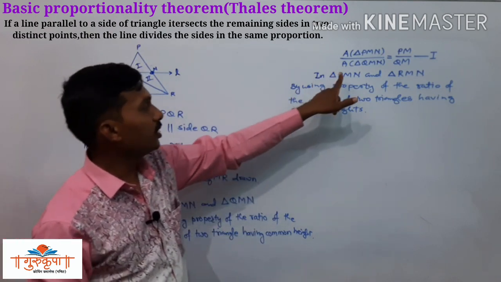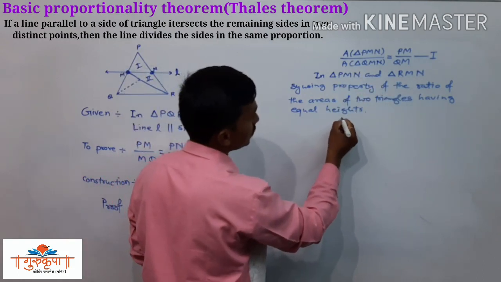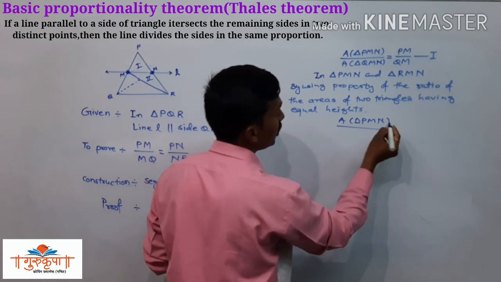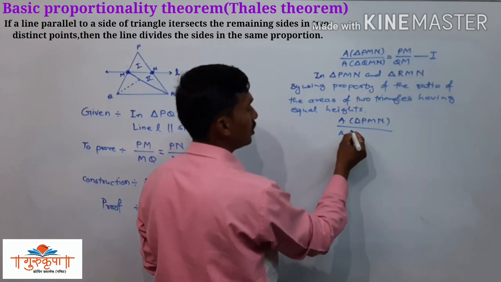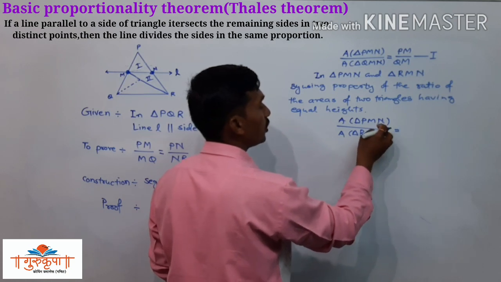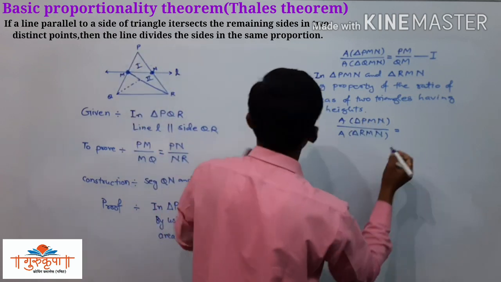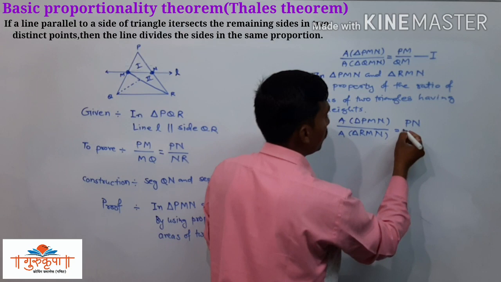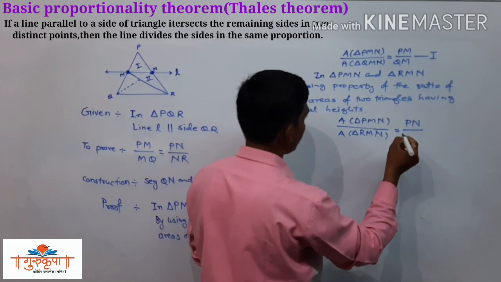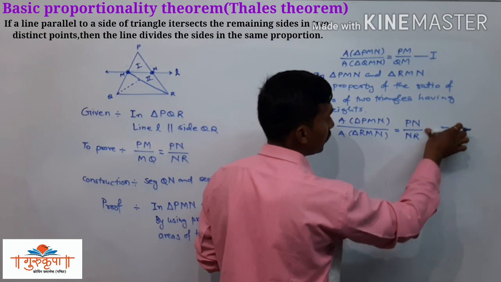And now see the ratio of the areas of these two triangles, that is area of triangle PMN upon area of triangle RMN is equal to the ratio of their corresponding bases. Base of the triangle PMN is PN upon base of the triangle RMN is RN, or you can represent it as NR. And this is equation 2. This is the second equation.